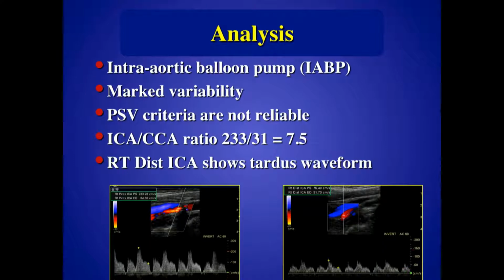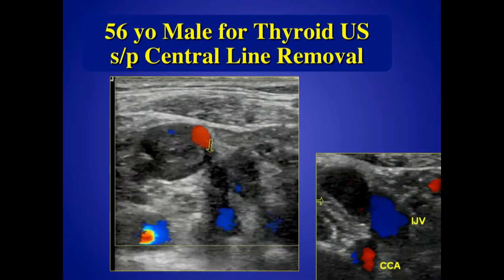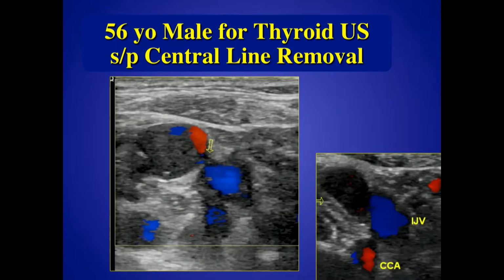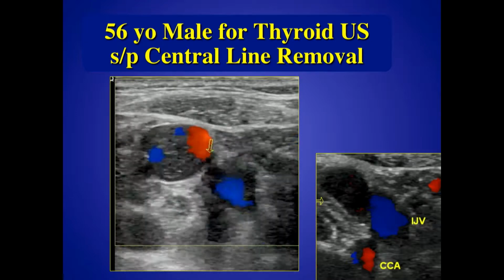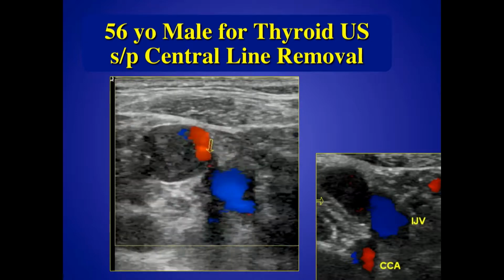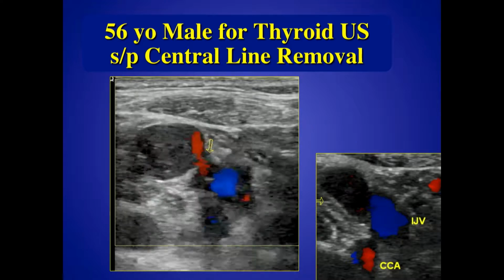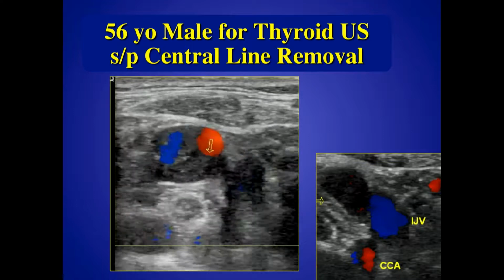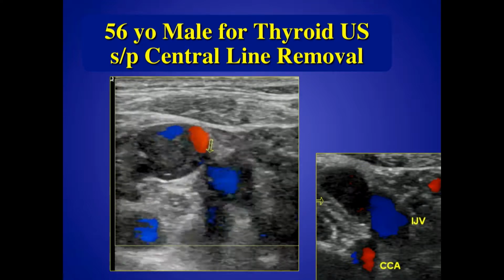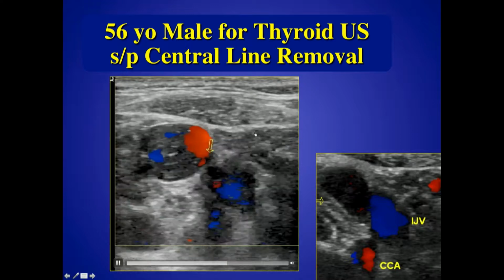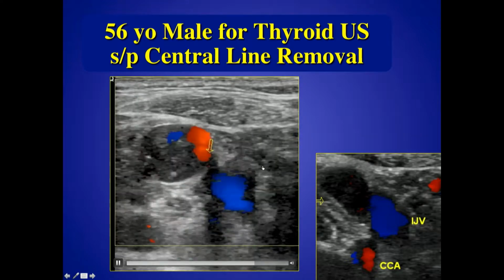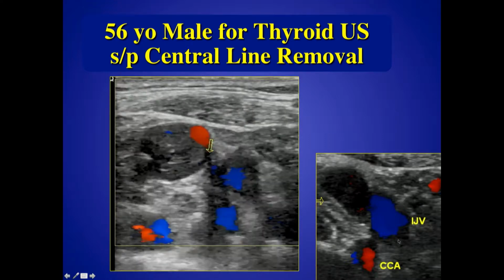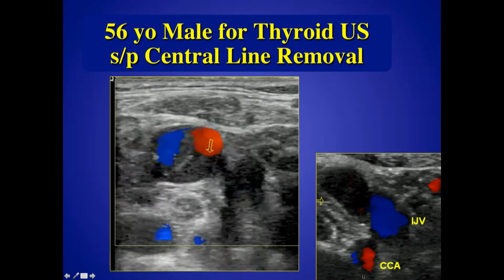So let's switch gears for a second. And when we're in the neck, sometimes we see other things that are going on besides carotid disease. He was a 56-year-old male who came for a thyroid sonogram. And he had just had removal of a central line. And this is what we see when examining the neck. And so we see this little swirling pattern right in here. And to orient you, I've put this still image on the side showing this is the internal jugular, and that's the common carotid.